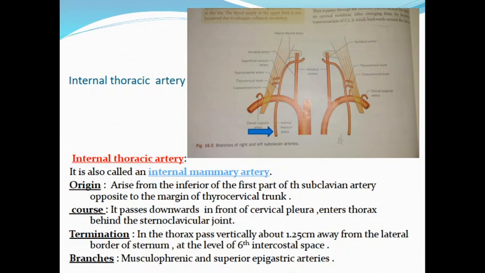Course: it passes downward in front of the cervical pleura and enters the thorax behind the sternoclavicular joint. Termination: in the thorax it passes vertically about 1.25 centimeters away from the lateral border of the sternum, and at the level of the 6th intercostal space it divides into two branches, the musculophrenic and the superior epigastric arteries.